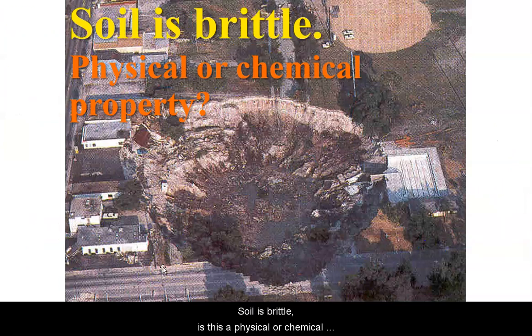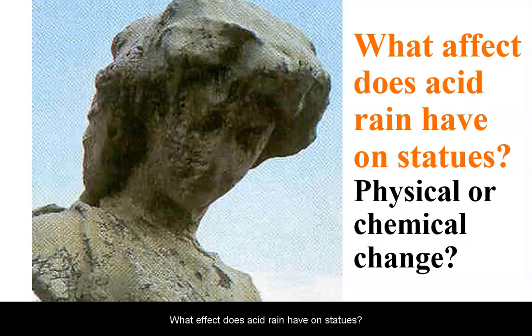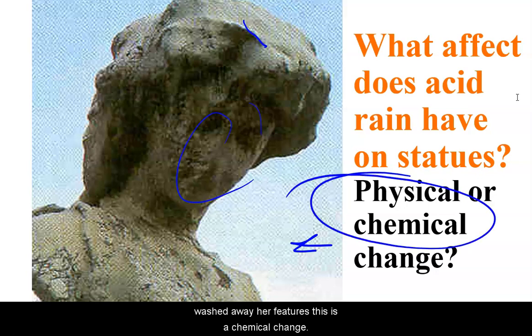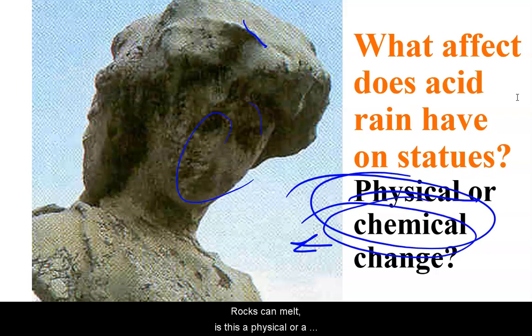Soil is brittle. Is this a physical or a chemical property? The soil horizons, which are your layers, are physical properties. What effect does acid rain have on statues? Well, I just told you that acid rain washes away calcium carbonate from underneath the ground, and because we can see that the acid rain has washed away her features, this is a chemical change, not physical.